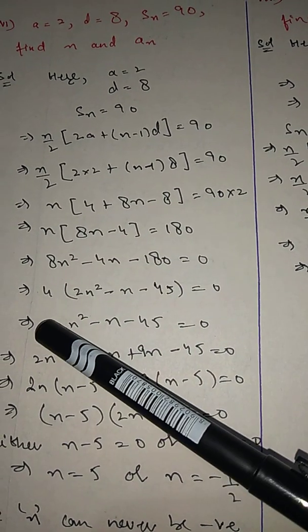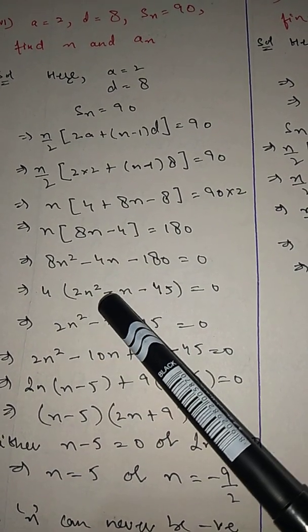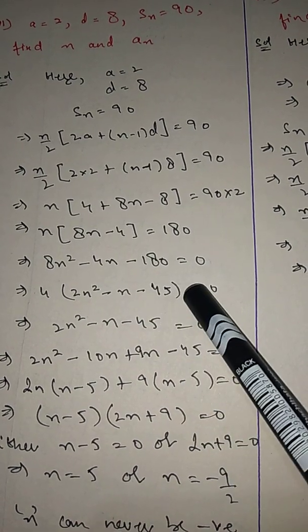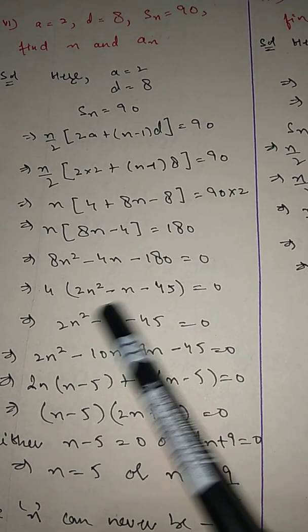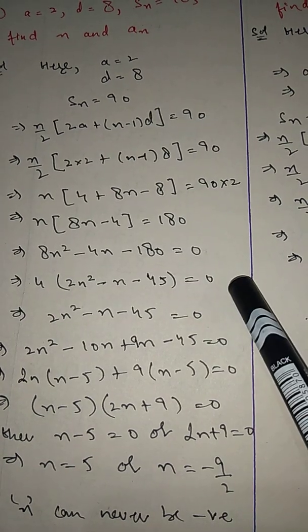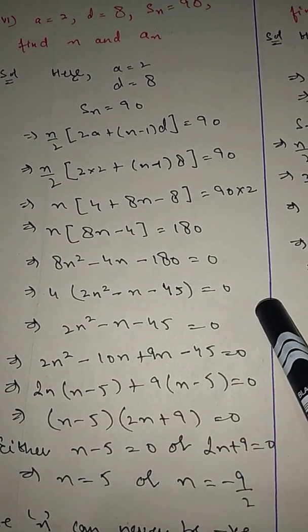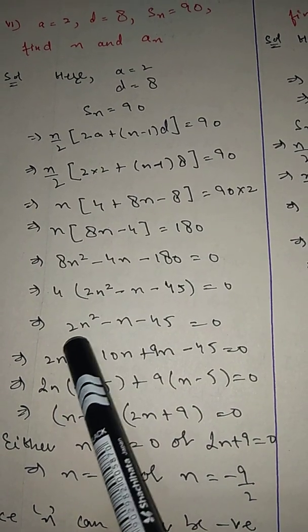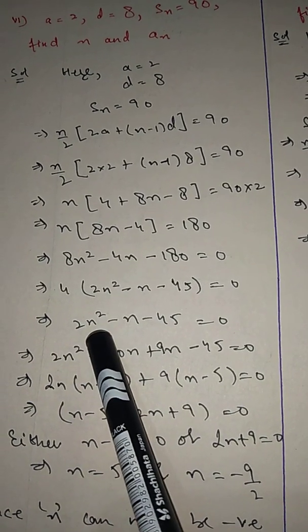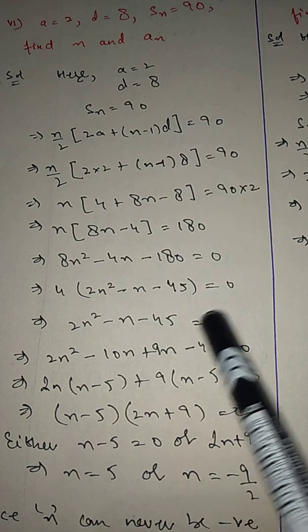So we have taken 4 as the common factor. It gives 2n square minus n minus 45, 4 into 45 gives 180, is equal to 0. That is 4 into 2n square minus n minus 45 is equal to 0. So from here we get a quadratic equation which is 2n square minus n minus 45 is equal to 0.